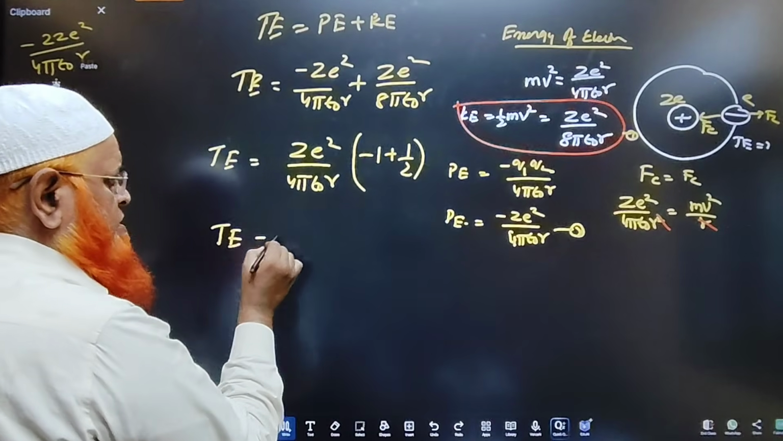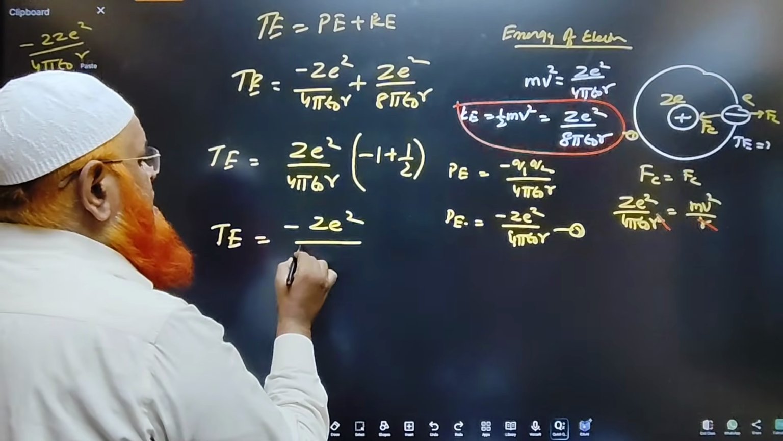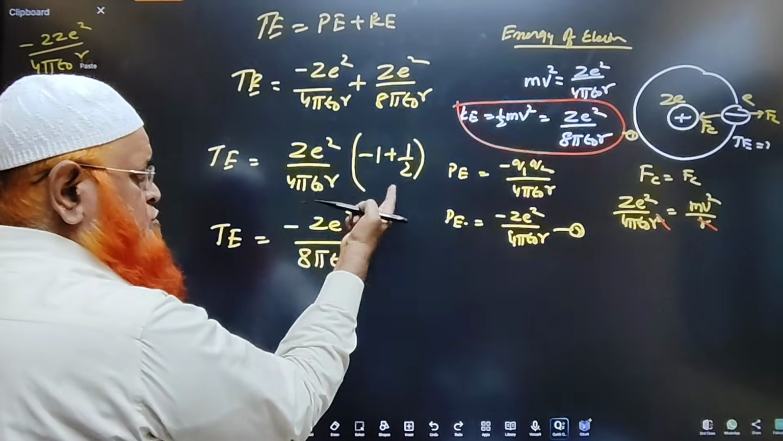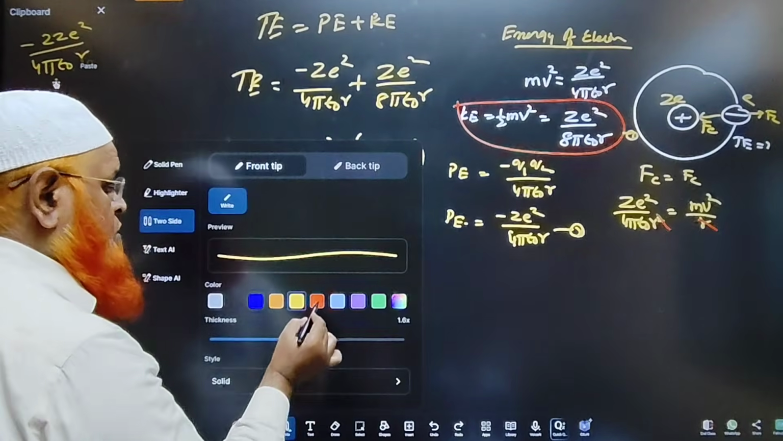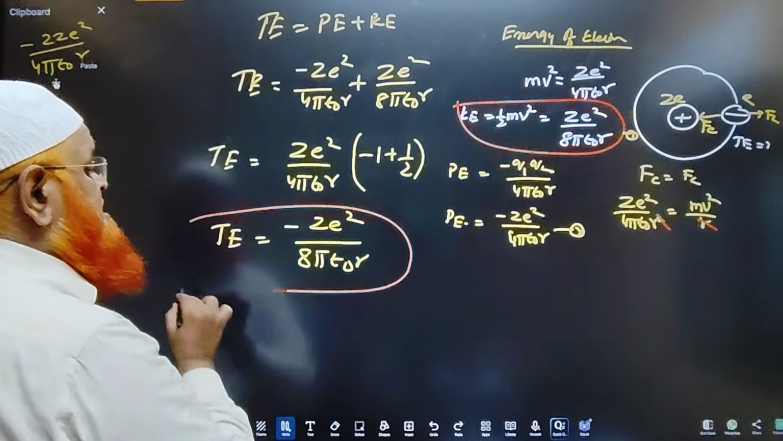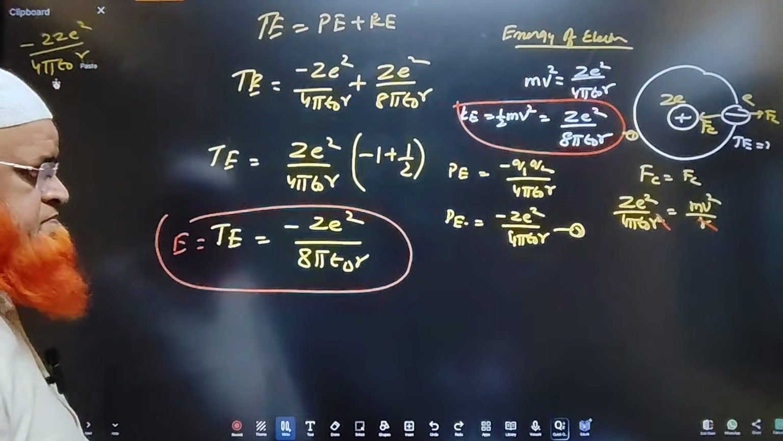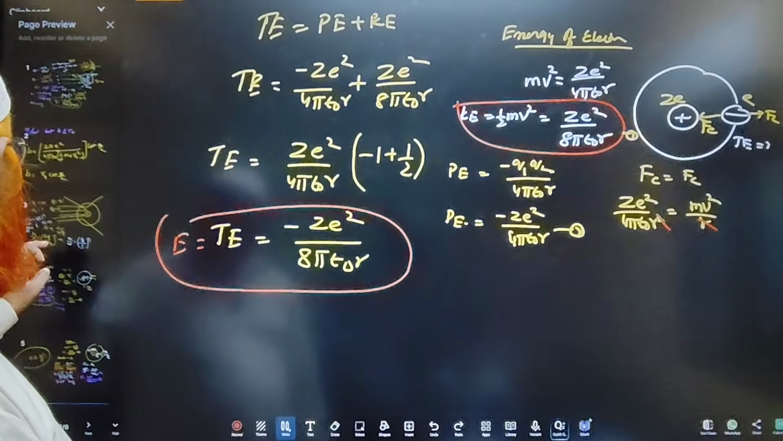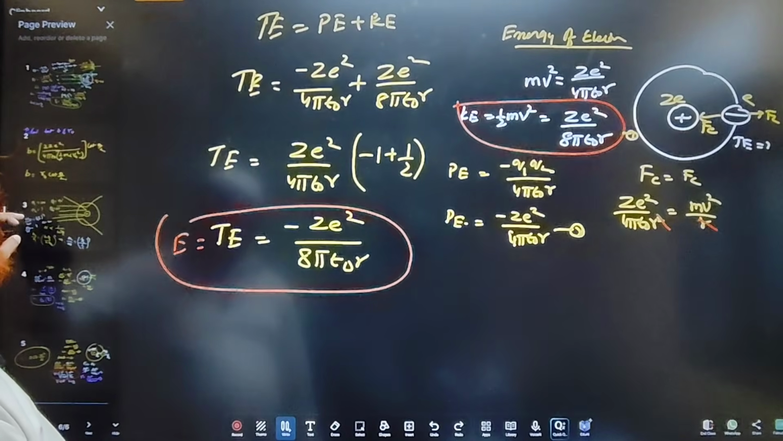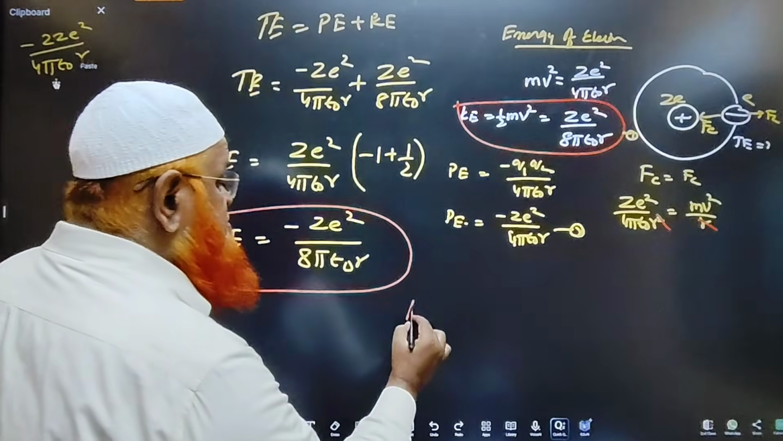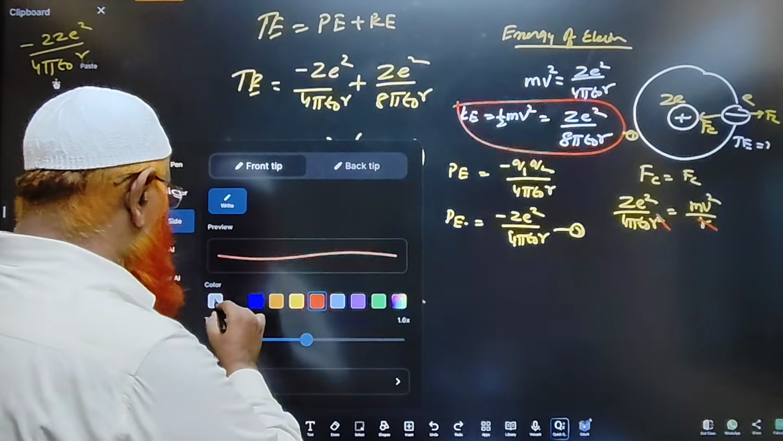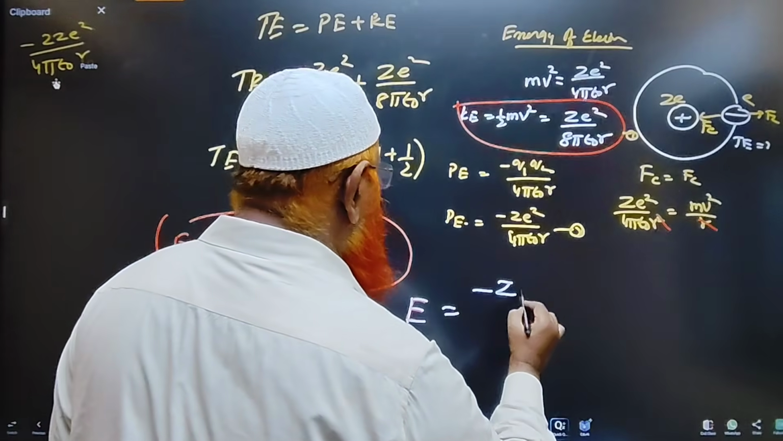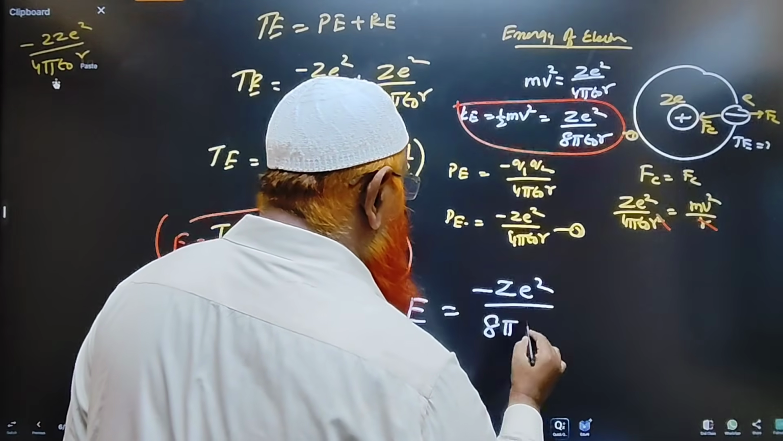So what is the total energy formula? Minus Ze square by 8 pi epsilon naught R, because minus 1 by 2 is left, and minus 1 by 2 means 2 for the 8 again. The formula for total energy is this one. This is called the energy formula. Understood? But you know there is also a formula for radius. What is the formula for radius? So here energy is equal to minus Ze square by 8 pi epsilon naught.